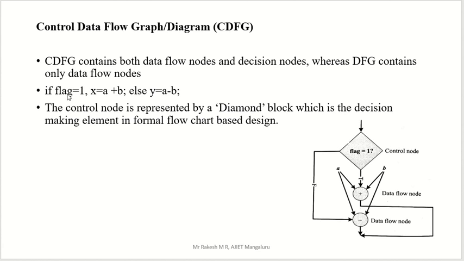That is the condition here. Flag is equal to 1, X is equal to A plus B, else Y is equal to A minus B. If flag is equal to 1, you will perform one operation. If flag is equal to 0, you will perform another operation. You are not going to perform this one. So both operations are separate. Now this is your control data flow graph with the extra one, that is a control node, and data flow nodes are also there.